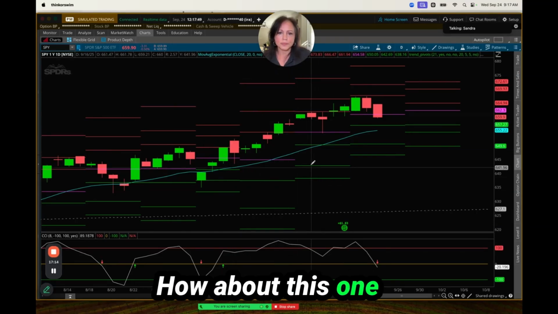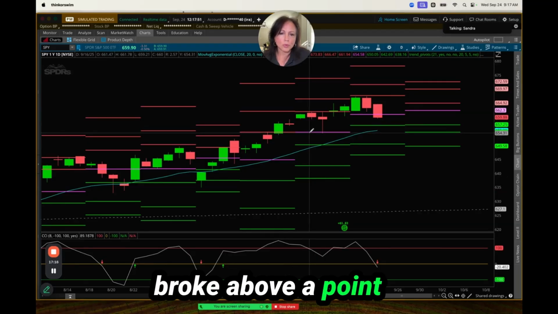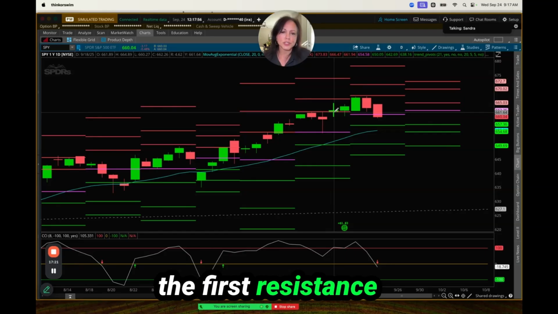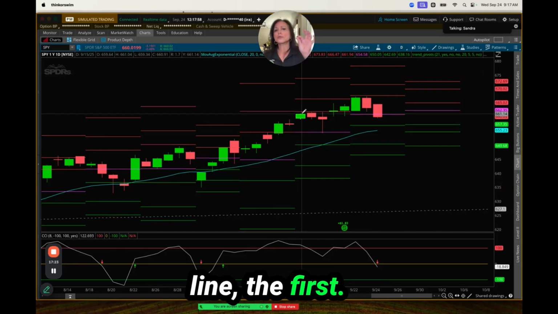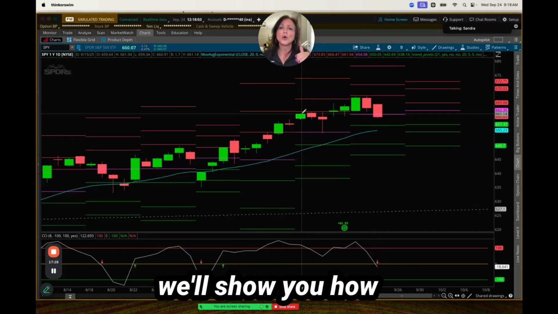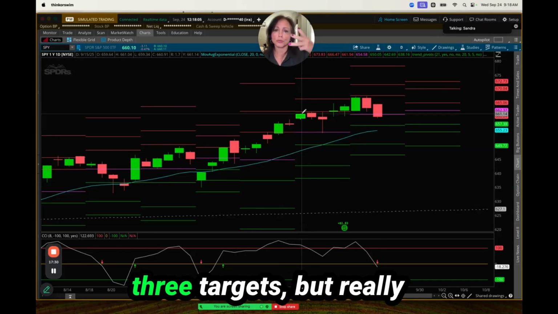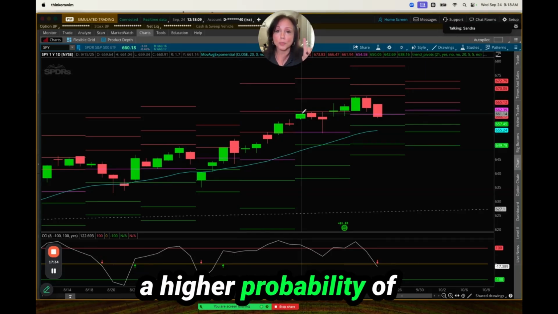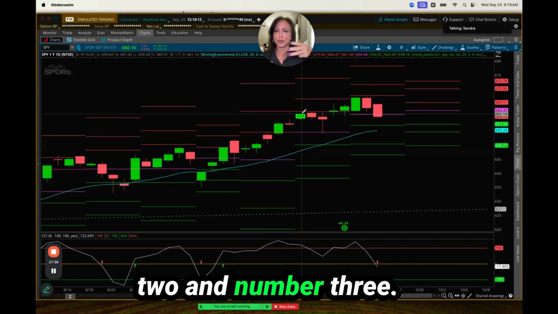How about this one? Broke above point of control, came down to visit it, back up, hit the first resistance line. Oftentimes, even in our VIP, we typically show you how to program for 2 or 3 targets, but really the first target has a higher probability of success than number 2 and number 3.